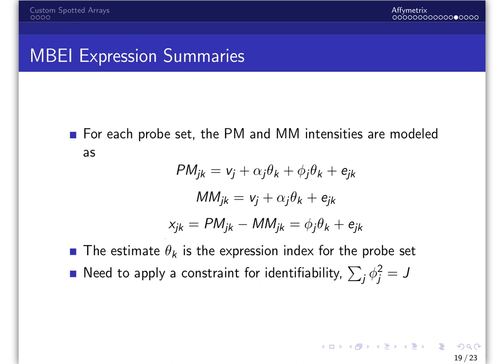For analysis where multiple arrays are available, a model-based expression index is defined as the least squares estimate of theta hat sub k of the expression parameters. So in this model, theta sub k is the expression index for the probe set. In order to solve this problem numerically, a constraint is applied to ensure identifiability. The software package DChip can be used to fit this model and obtain model-based expression index expression summaries. This software also applies invariant set normalization prior to calculating the MBEI expression summaries.